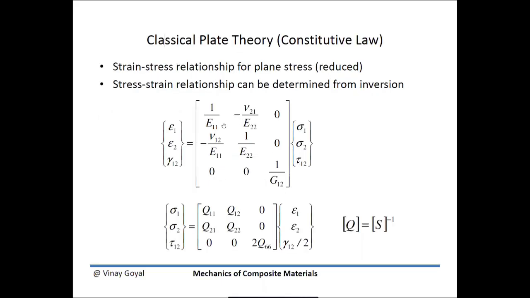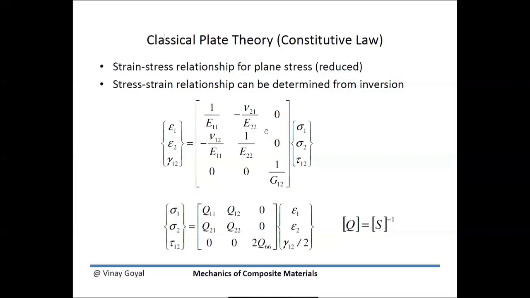simplified in this manner. So go back and look at the previous video lecture where we talked about the 3D constitutive law. And there, this was a 6x6. But here, because 3 of the stresses are 0, we can reduce the strain-stress relationship in this manner. And so 1, 2 correspond to the principal material orientations of the ply. So think of this stress-strain relationship. And we talked about that.